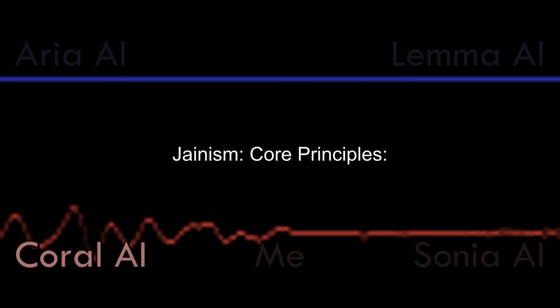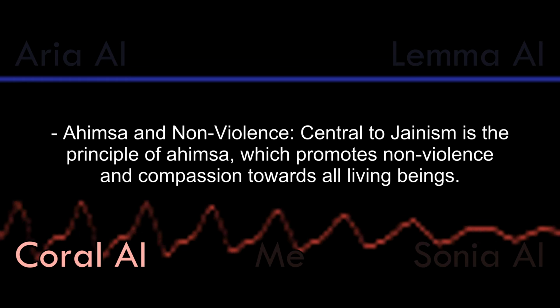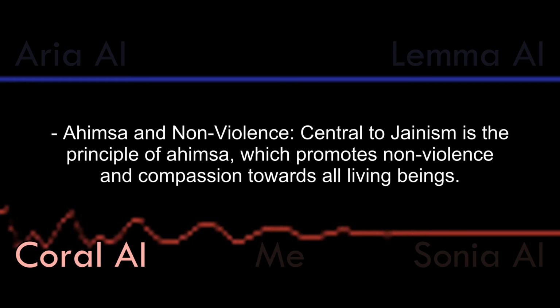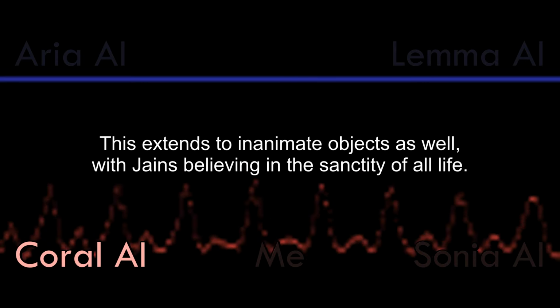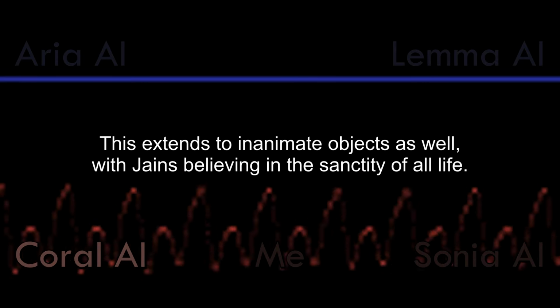Jainism, core principles. Ahimsa and non-violence are central to Jainism. Ahimsa is the principle that promotes non-violence and compassion towards all living beings. This extends to inanimate objects as well, with Jains believing in the sanctity of all life.